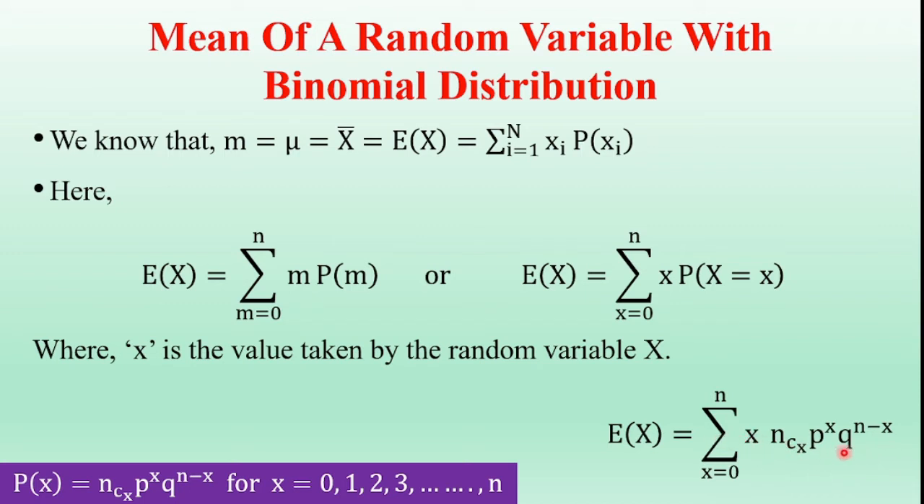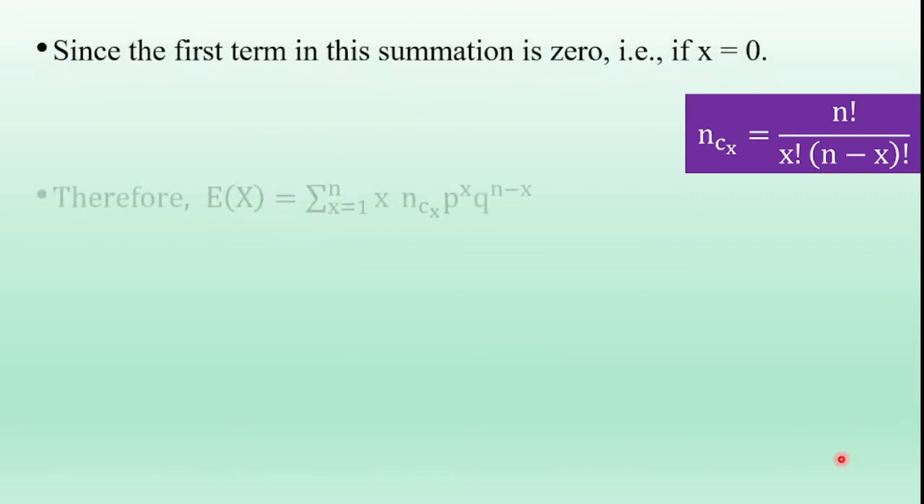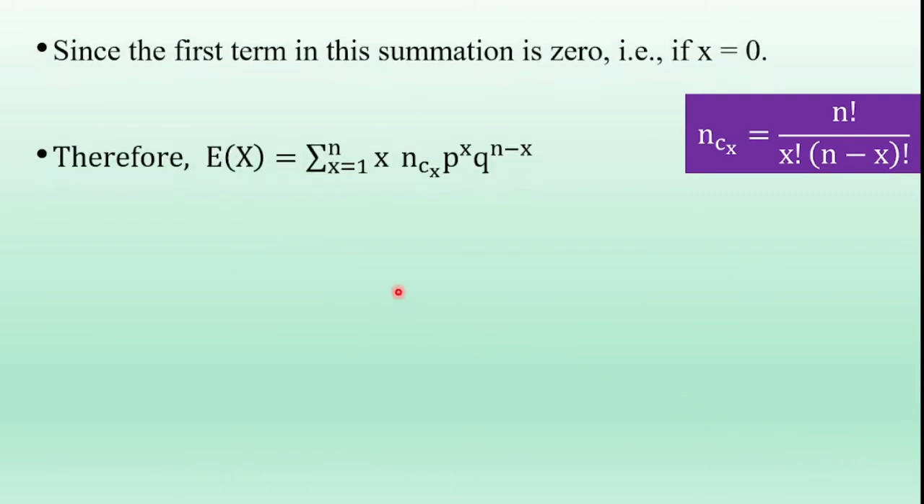Now on the RHS, first substitute x equal to 0. The first term in the summation is 0 into something, and 0 into something is 0. So the first term in the summation is 0 if x is equal to 0. And what are the remaining values of x? x is equal to 1 to n.